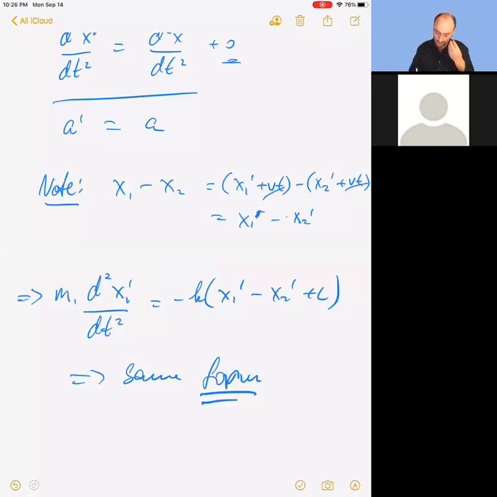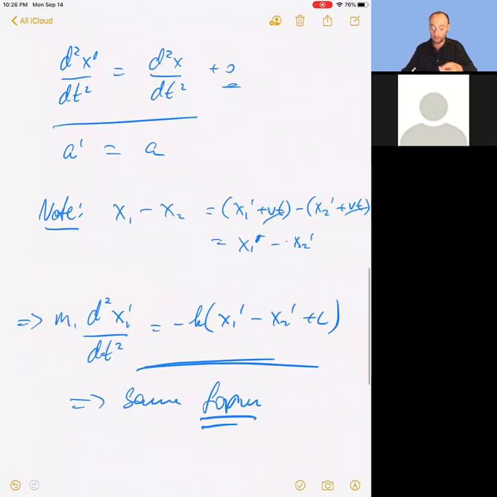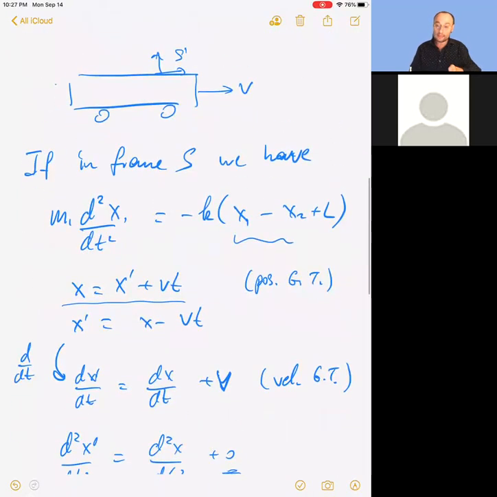The point is, the physical content of this law of motion is the same. It says that mass times the acceleration of object 1 in this second frame is given by minus the spring constant times the quantity difference between positions plus L. That's the physical meaning of this. And the physical meaning of this is the same. Both equations tell the same story in their respective coordinate systems. That's what it means to say that the form is preserved.